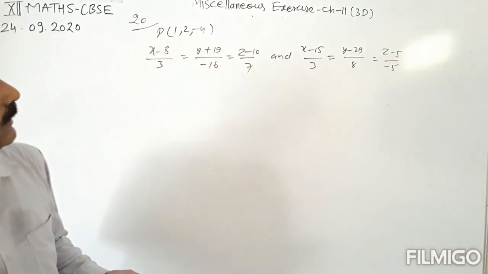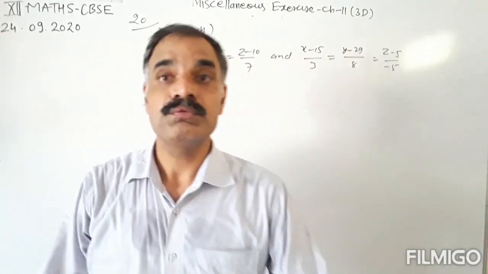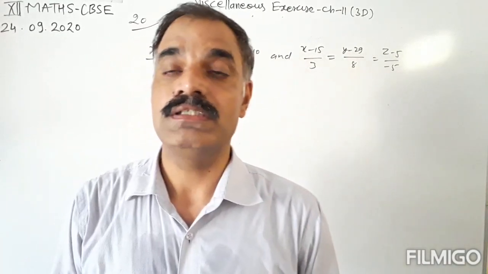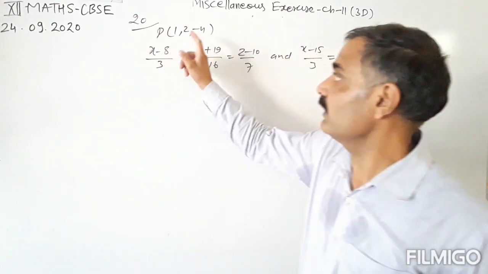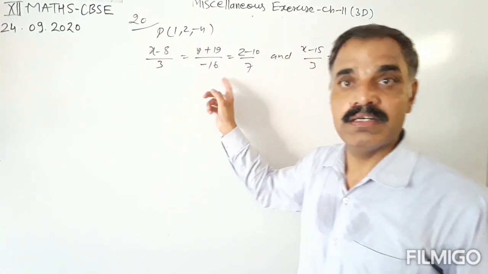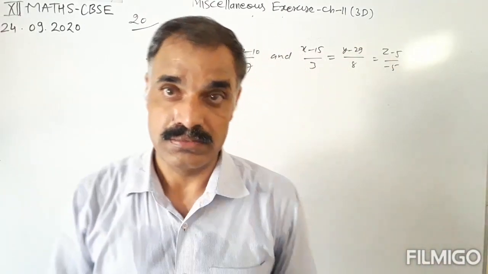So we have been given two lines and we have to find a third line which passes through the point (1, 2, minus 4) and is perpendicular to these two given lines.